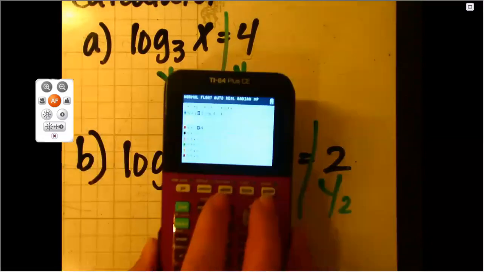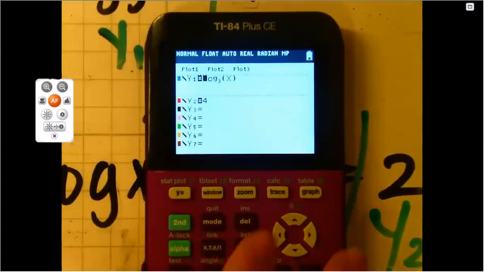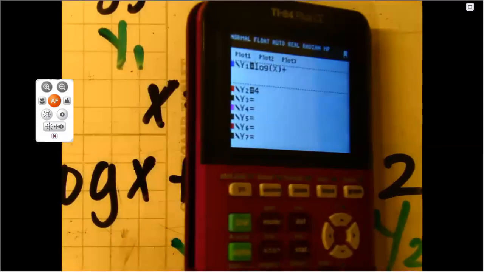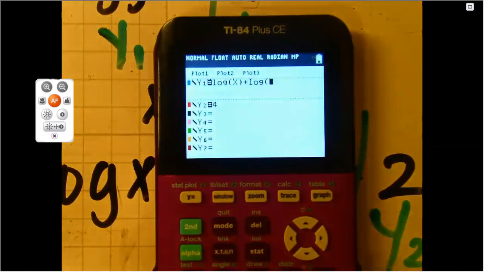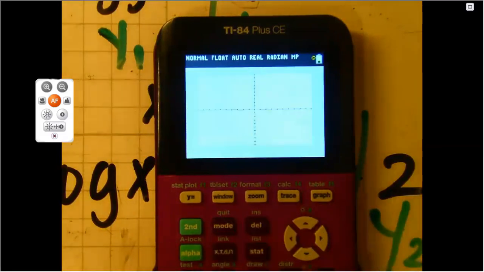So I'm going to go back to my y equals here and zoom back in for you. I'm just going to leave this one here. And well, actually, since we're doing common log, I'm just going to use the log button. So we got log of x. All right, I'm going to close that parentheses. There's plus log of 8. And then this equals 2. All right, and I'm going to go back to Zoom standard to see if it's in that window. All right, and it looks like it crosses, so we'll try.